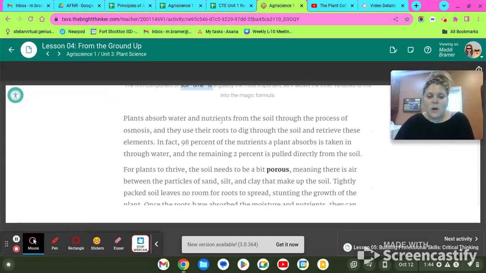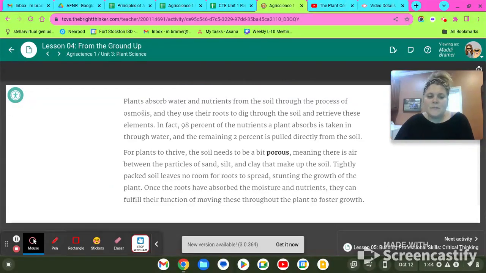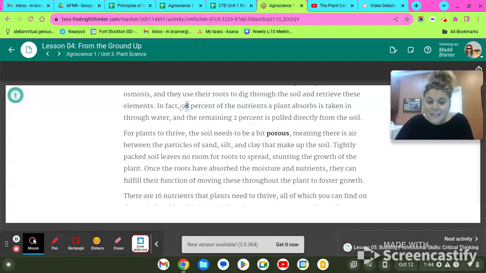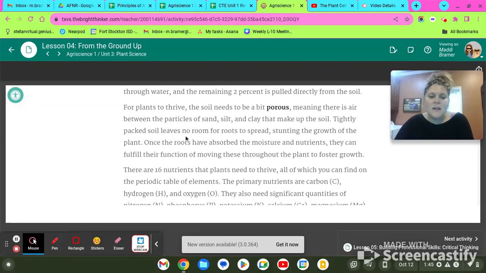So plants absorb water and nutrients through the soil through osmosis. Remember we talked about osmosis last lesson. They use their roots to dig through the soil and retrieve these elements. So 98% of the nutrients a plant absorbs is taken in through water, and the other 2% are from the soil. So the soil is very important.